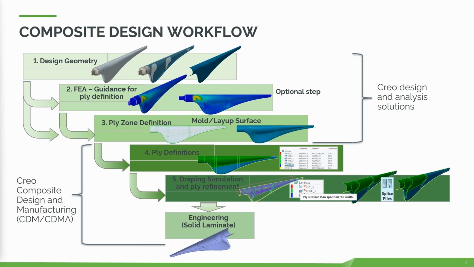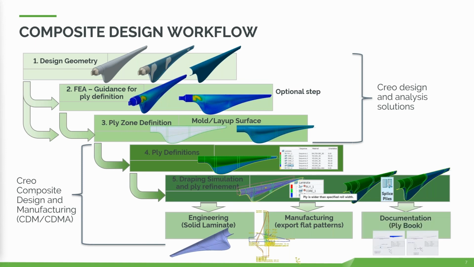That could be a solid laminate part with all of the mass properties that come from all of our ply materials. We also have all of our manufacturing information. There are tools to very quickly and easily export all of our flat patterns and DXF profiles that we might be using for various cutting or profiling machines. And then there's how we document all of that: our ply book drawing, which we can create very quickly using some new template options that are available in Creo.